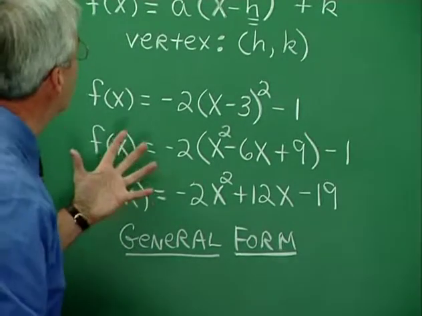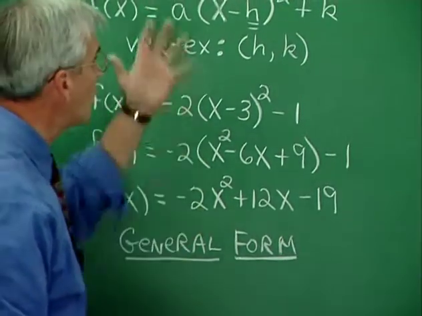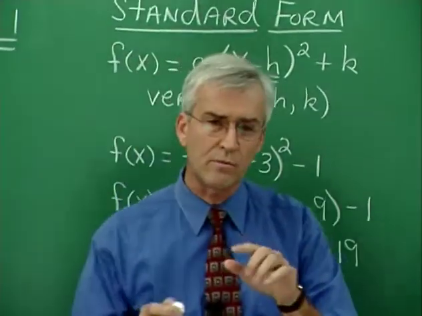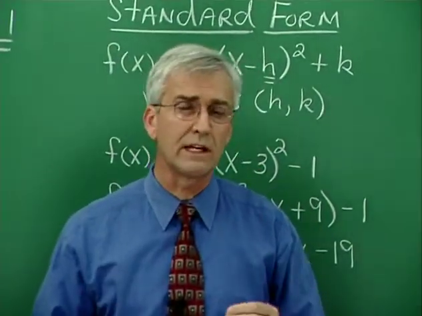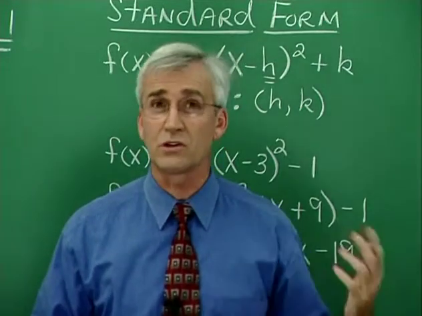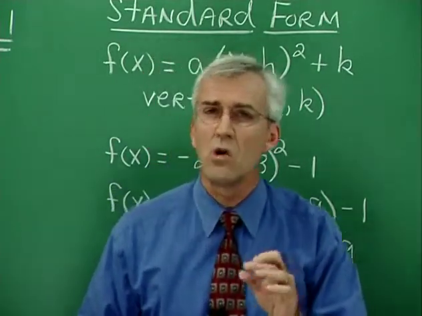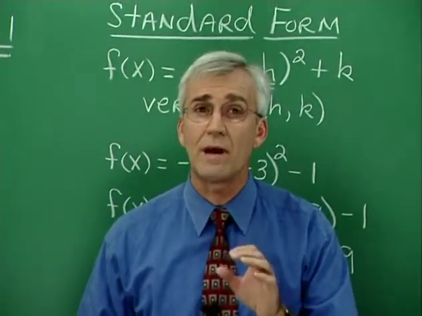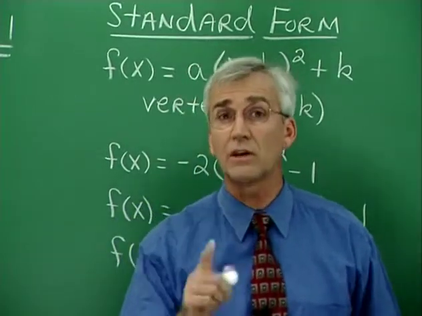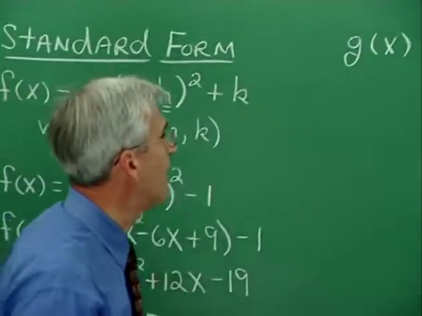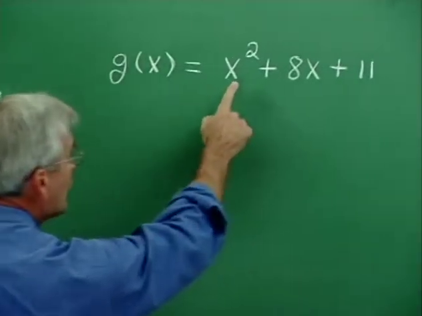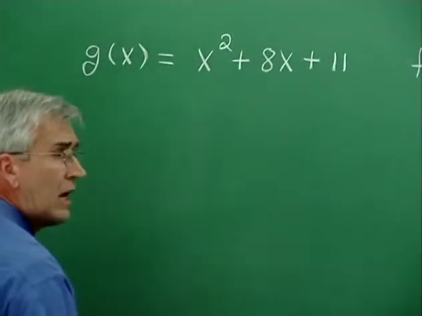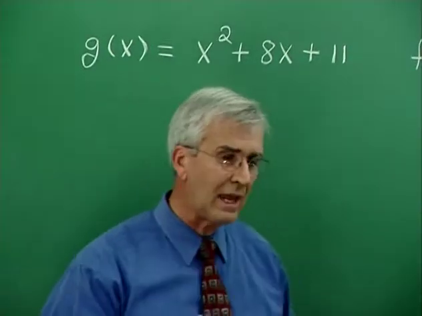Now, general form to standard form. If we can go from standard form to general form rather easily, can we not go from general form to standard form? That's the real key, because we don't have information about graphing when we just look at a general form. We have that information when we can change into the standard form. Let's look at that process. Here we have a function g of x is x squared plus 8x plus 11. Now, you know the standard form involves having a binomial squared and then followed by perhaps some constant.